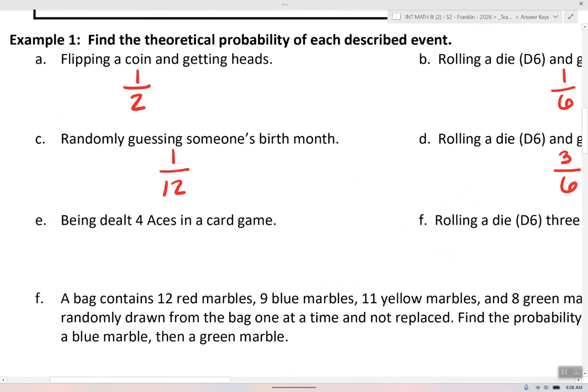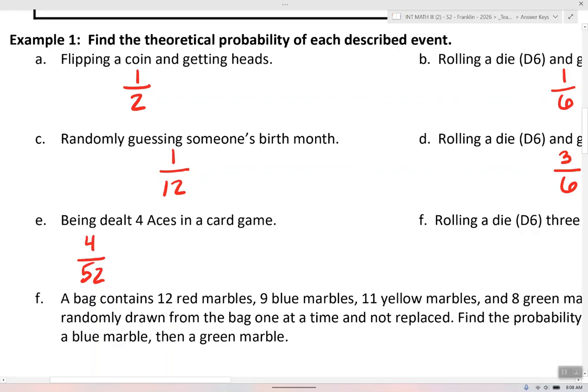Being dealt 4 aces in a card game. This is a little trickier. And for this example, we're going to assume you're getting dealt these cards one at a time, one after the other. There's nobody else getting dealt cards in between. So a regular deck of cards has 52 cards in it, and there are 4 aces. So our probability of getting dealt 1 ace is 4 out of 52.